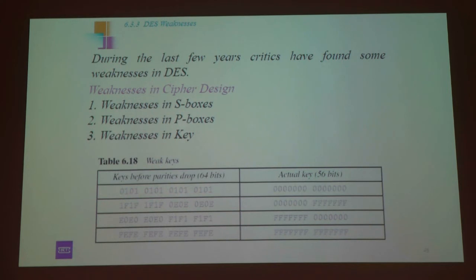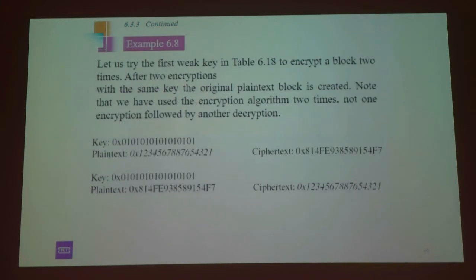For example, the first key, before the parity bits are dropped, is like 0 1 0 1 0 1, the first one in here. Can you see it? The actual 56-bit key after the dropping will become like that. This one also, the actual key will become like that. So these are weak keys. Let us try the first weak key in the table and see what will happen.